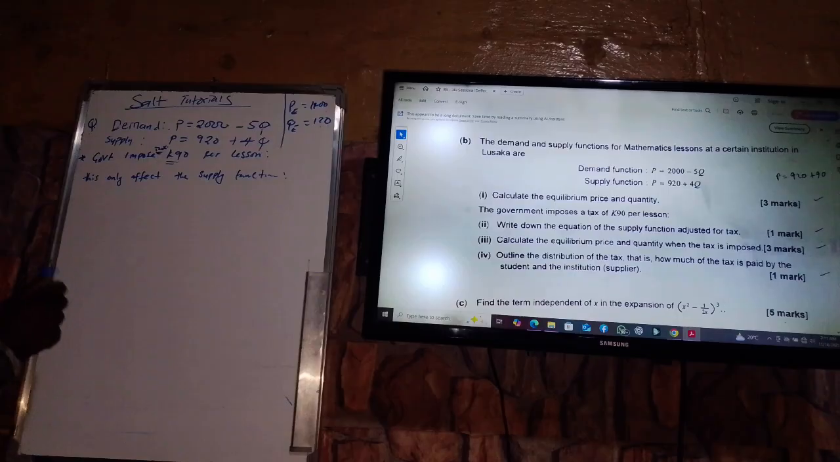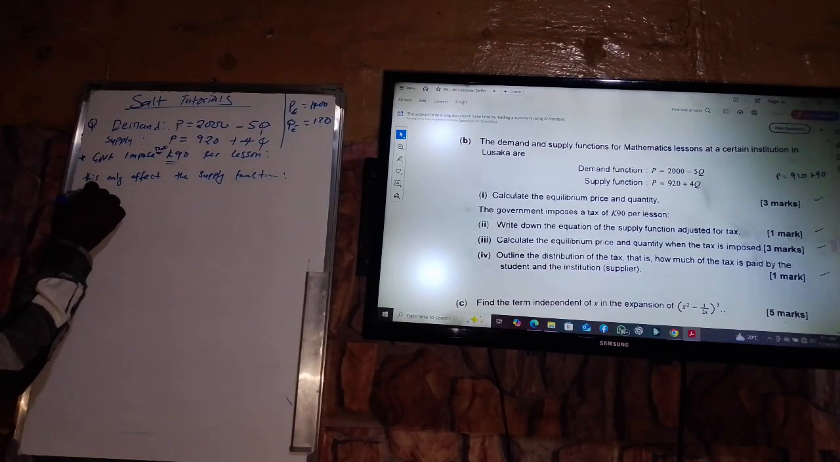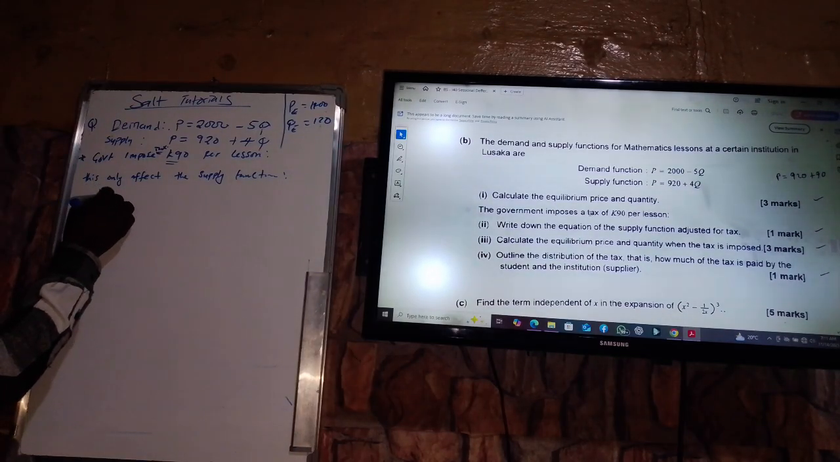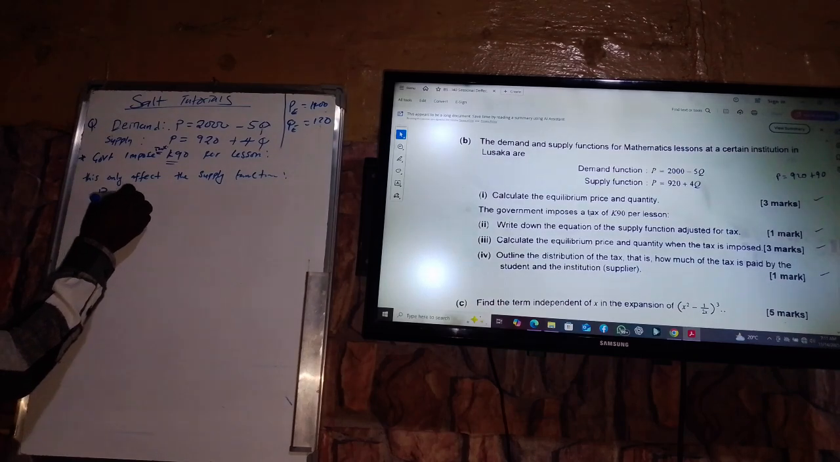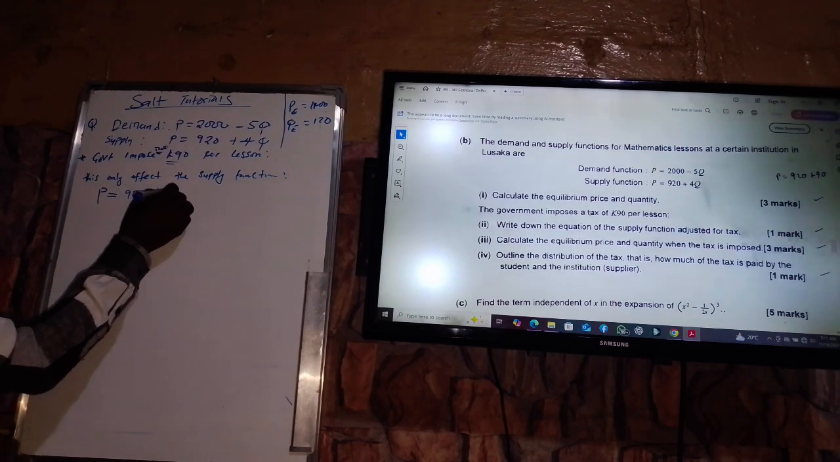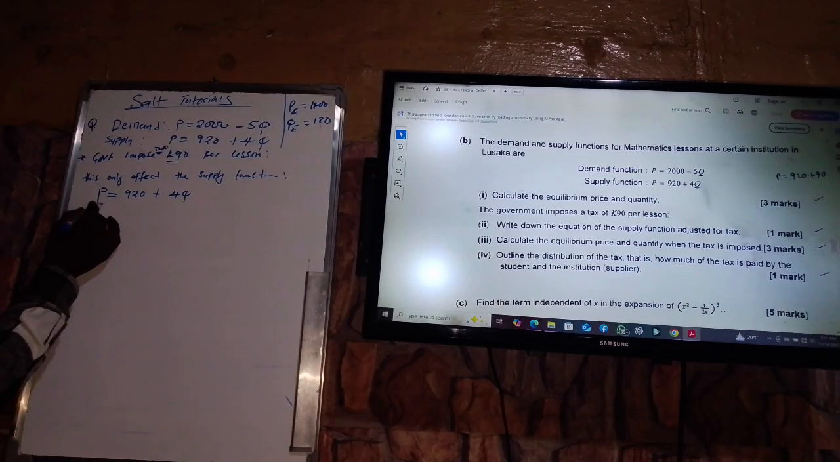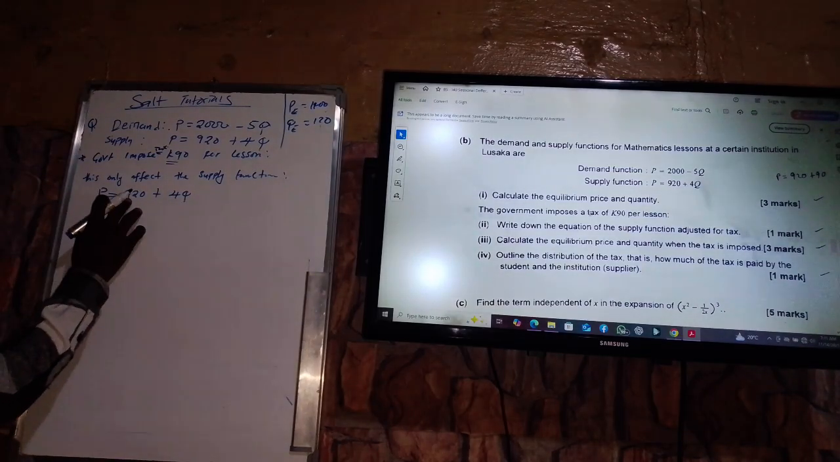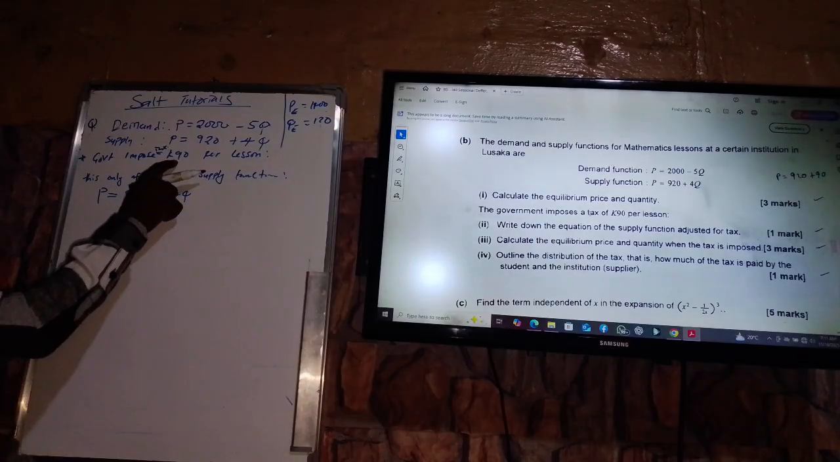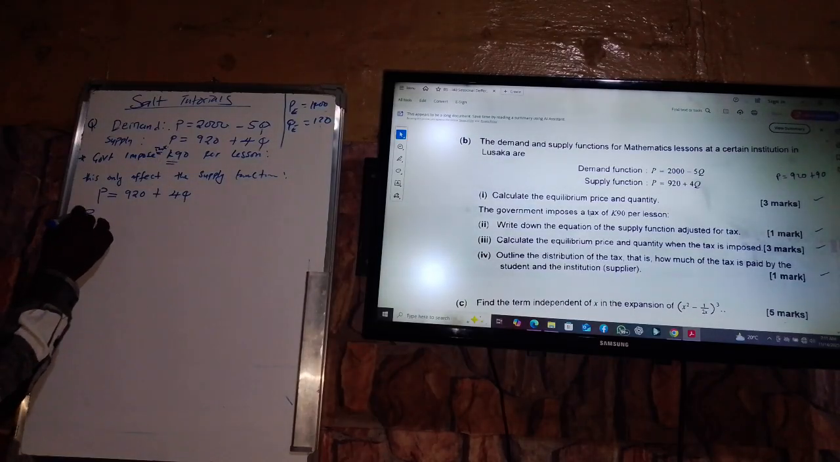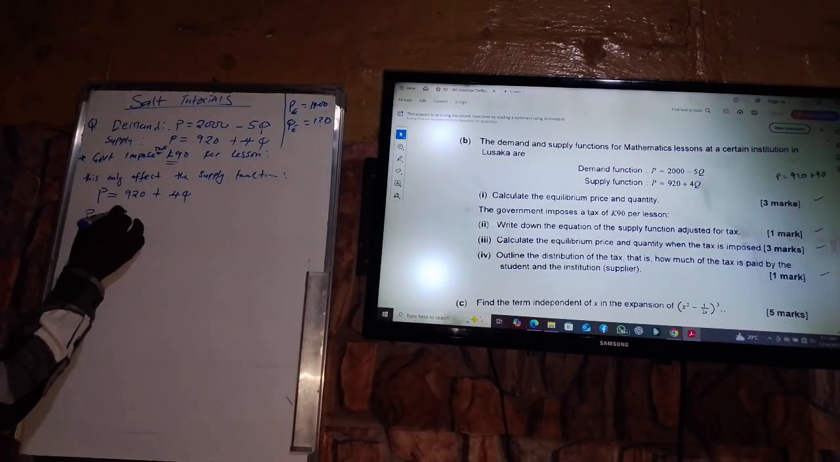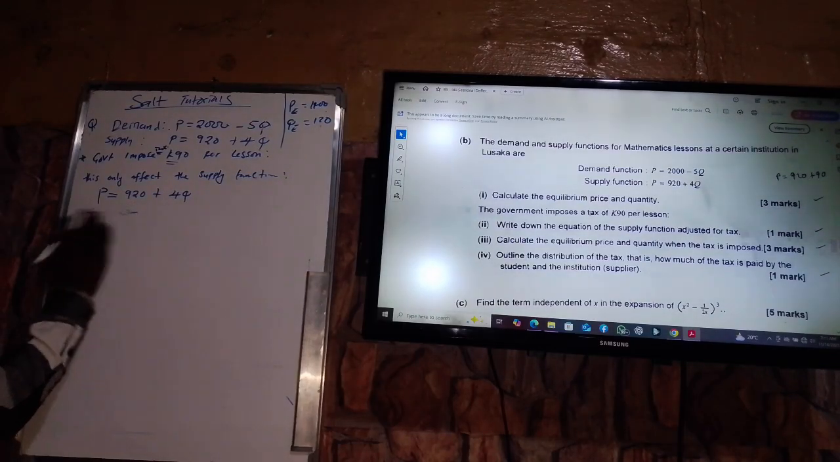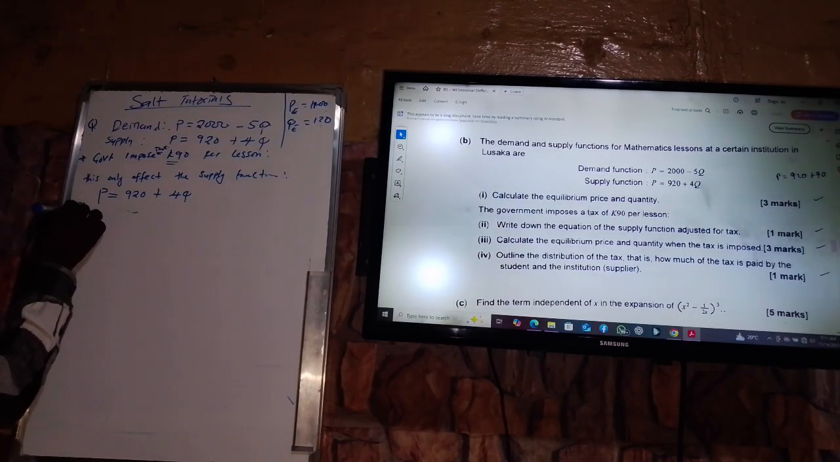So if we have the old supply equation as P equals 920 plus 4Q, remember this is the price. P is equal to this. Obviously, if there is a tax imposed, we are looking at the price, the new supply function this time around changes to equal 920. So let me say after tax.